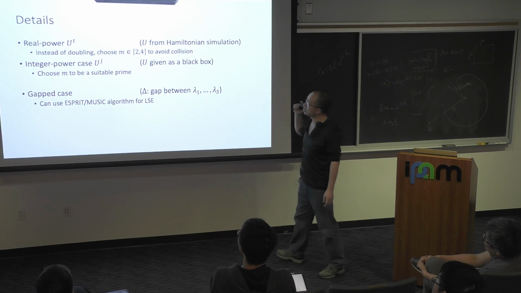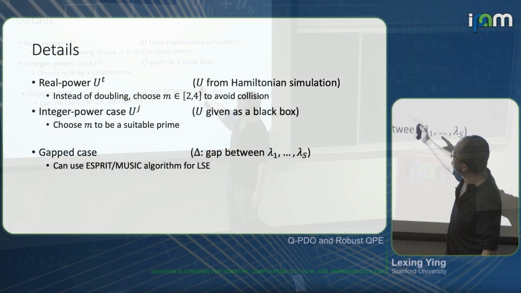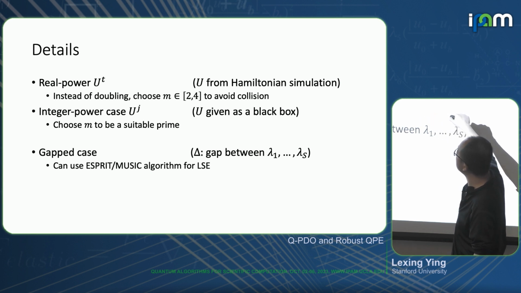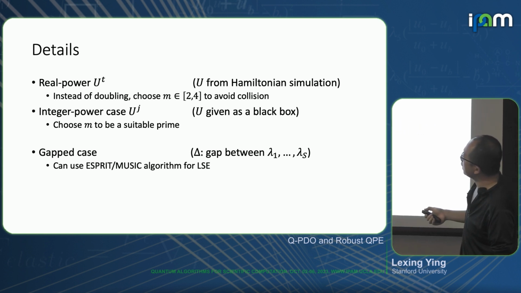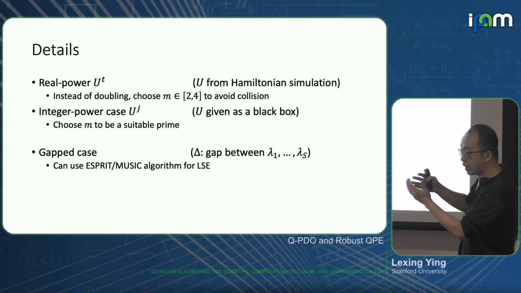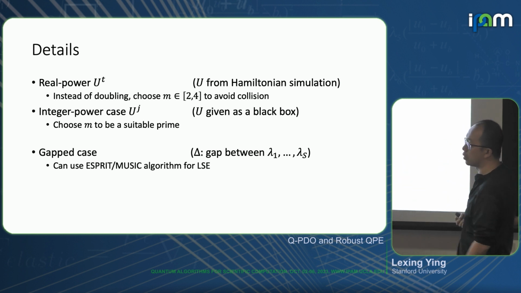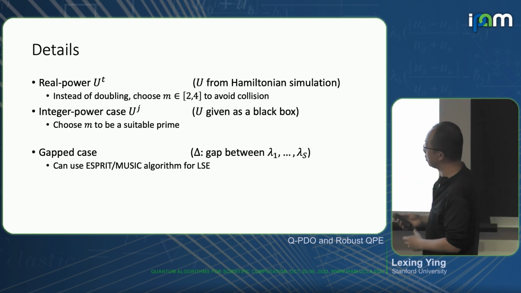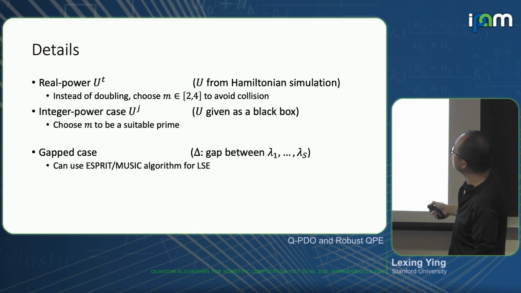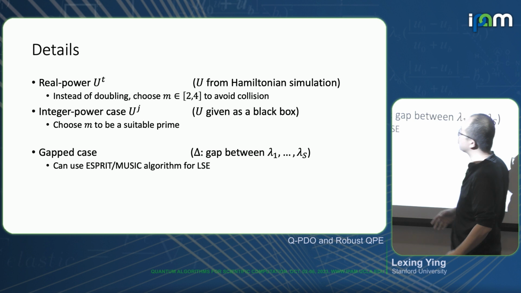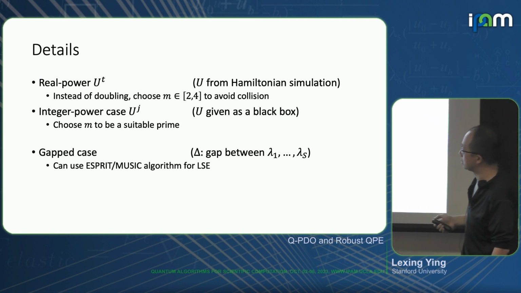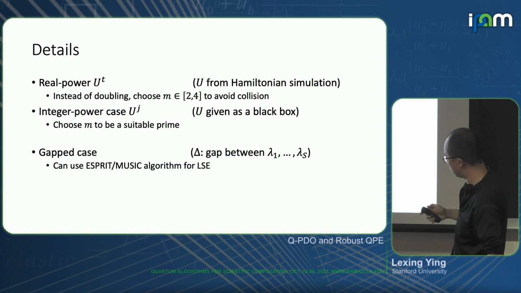Now, I want to skip the details, but I just want to mention that we work with both real powers, where you work with U to the power t. This is very reasonable, for example, when U comes from Hamiltonian simulation. In this case, instead of doubling, we have to choose the multiplying factor between 2 and 4 randomly to avoid collisions, so that we have well-separated segments and can kill these ghost intervals. We also work with the integer power case, where U is given as a black box, so we only have integer powers of U. In this case, we have to go to some prime number theory and choose an appropriate prime to avoid these collisions, so that we can kill the ghost intervals.